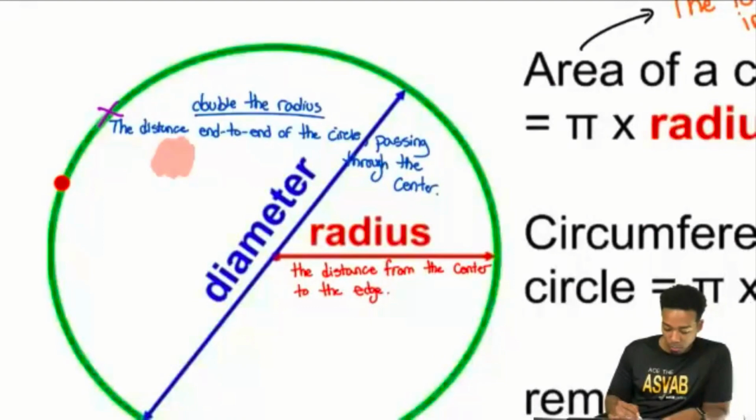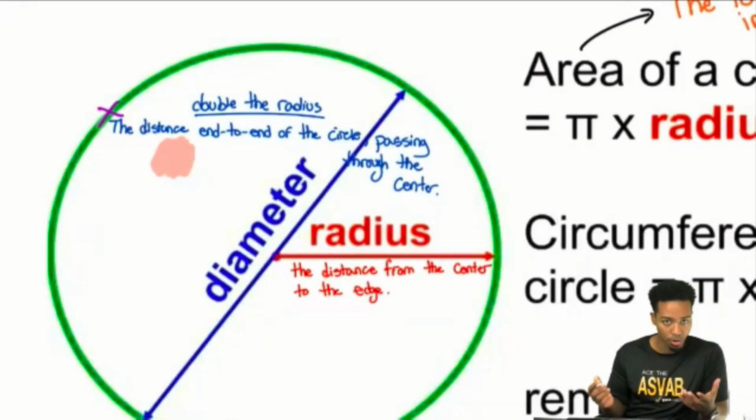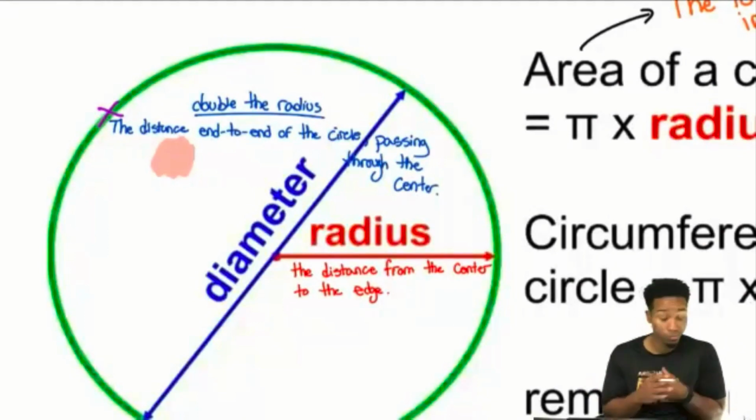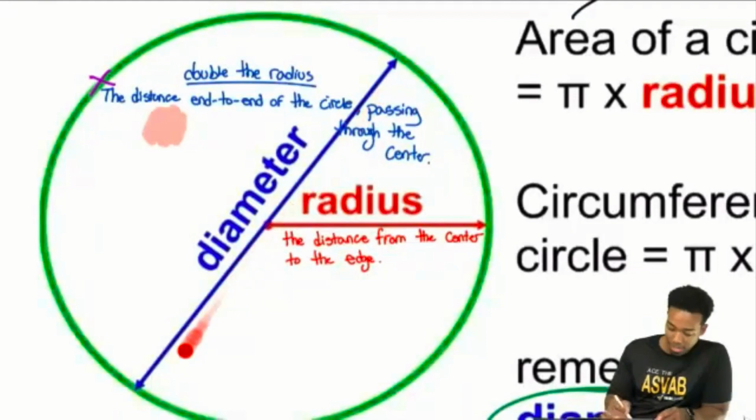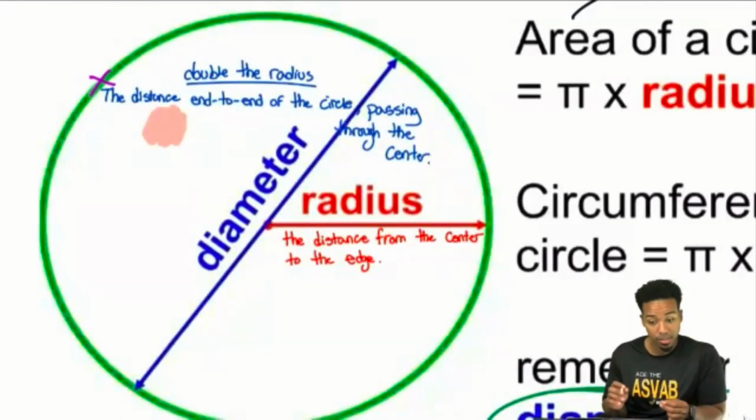If you don't, if you're going from like here to here, that's called a chord. And you actually don't need to know that for the ASVAB as far as I know. So all you need to know is the radius and the diameter. That's all you need.